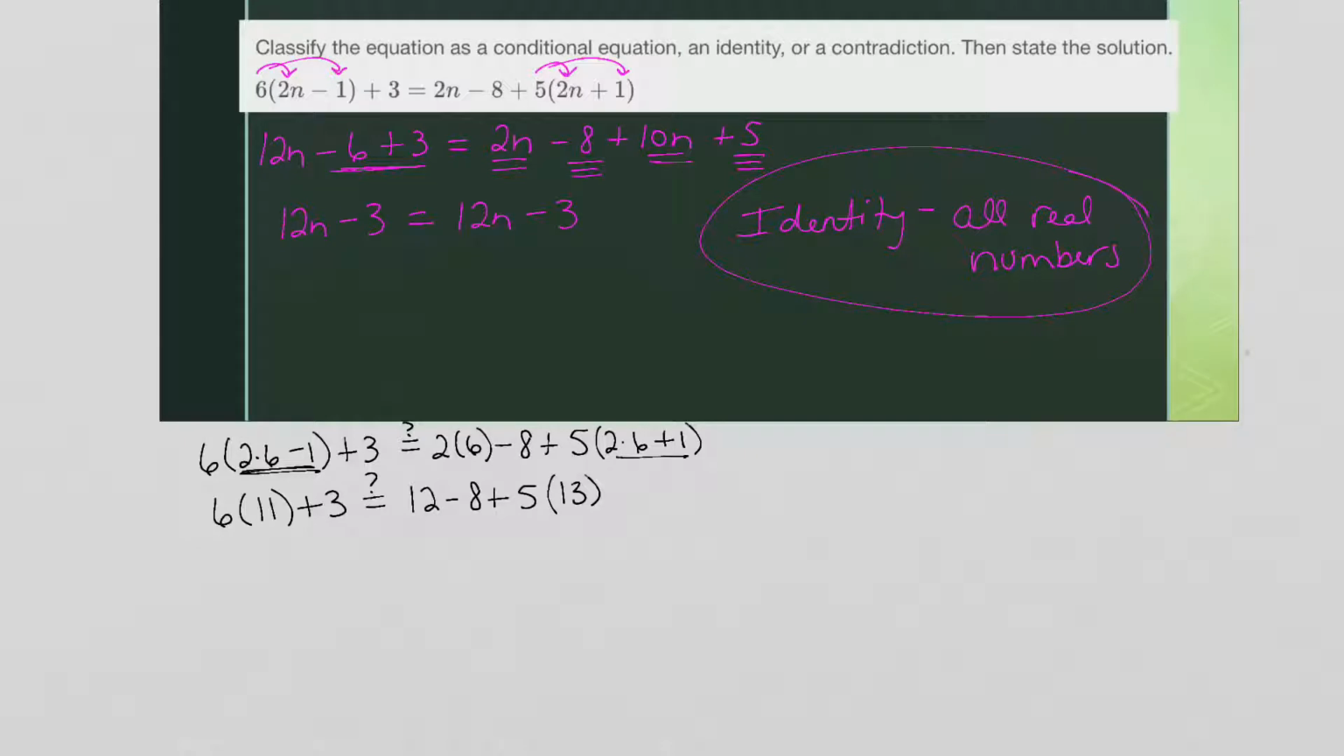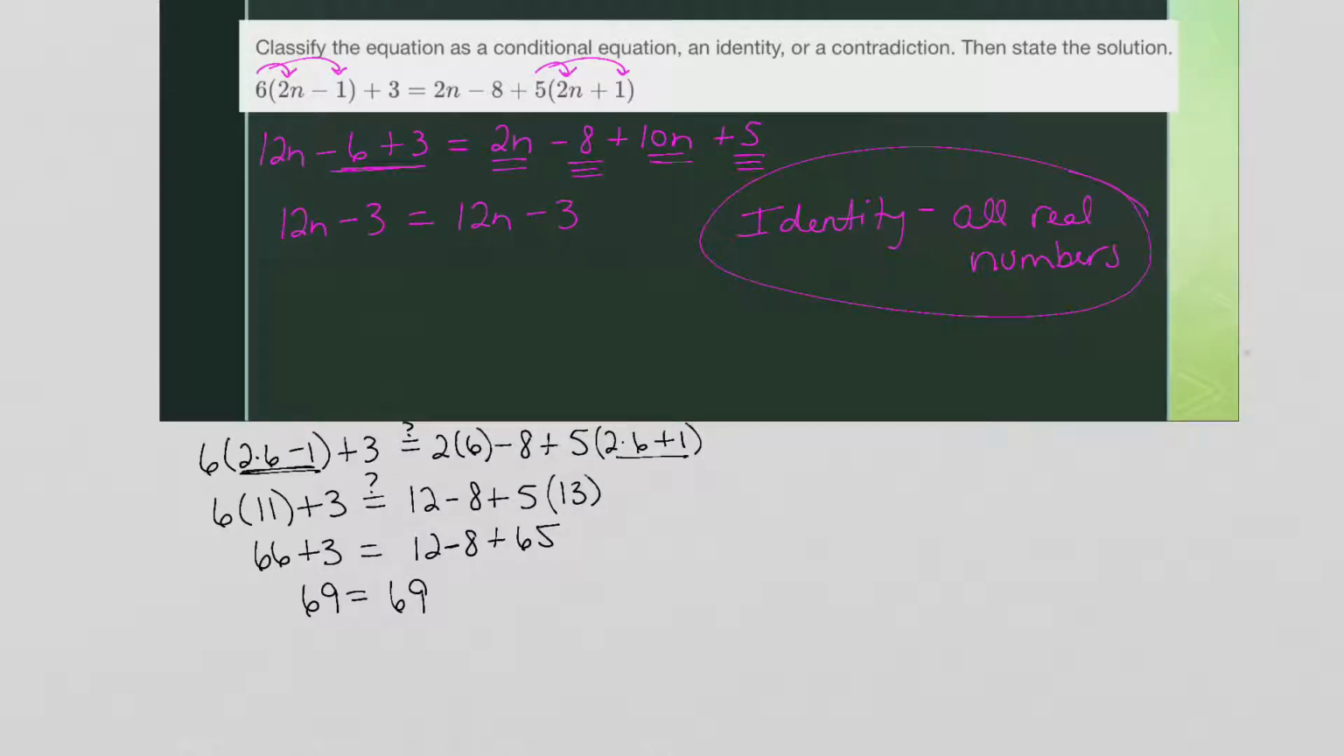So I'm going to do 6 times 11, which is 66. 12 minus 8 plus 65 is what that is. It's a minus sign, sorry. It kind of looked like a multiplication there. 66 plus 3 is 69. 12 minus 8 is 4. 4 plus 65 is 69. Check that out. So I know that 6 is a solution.